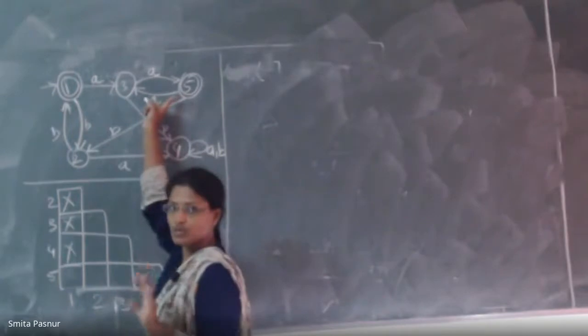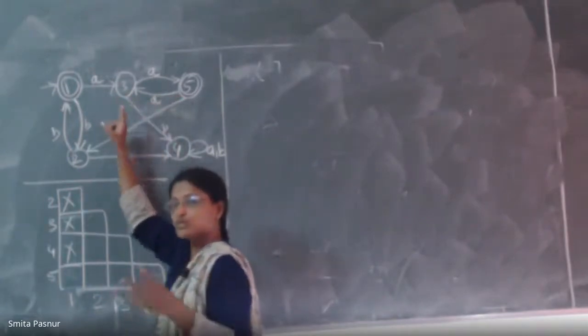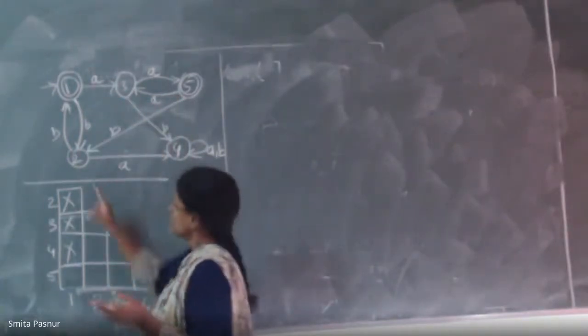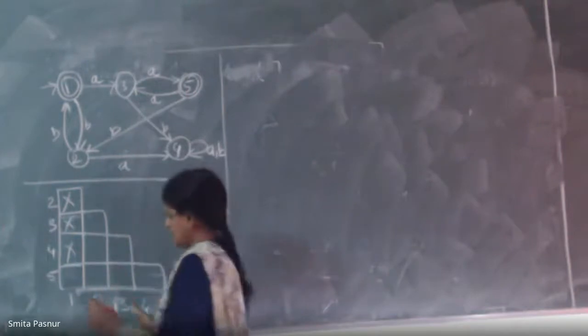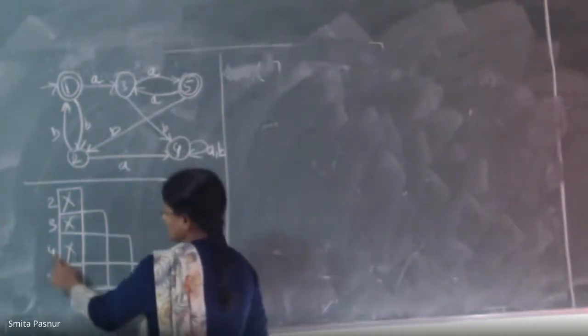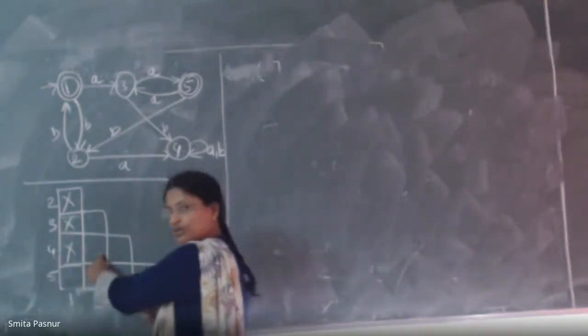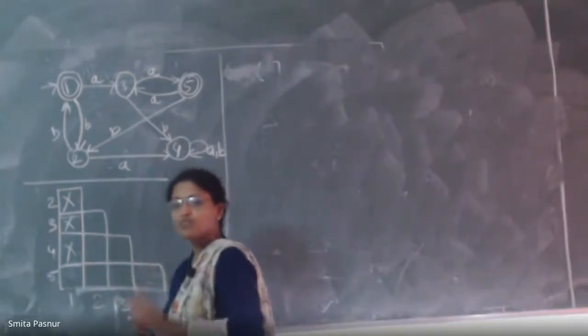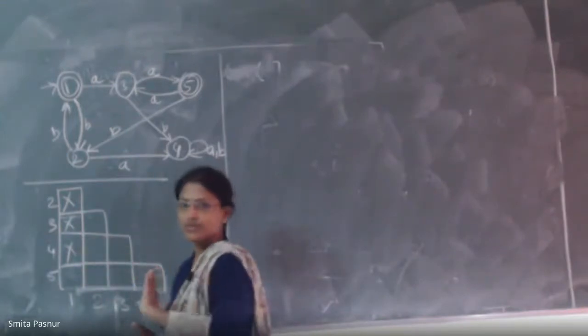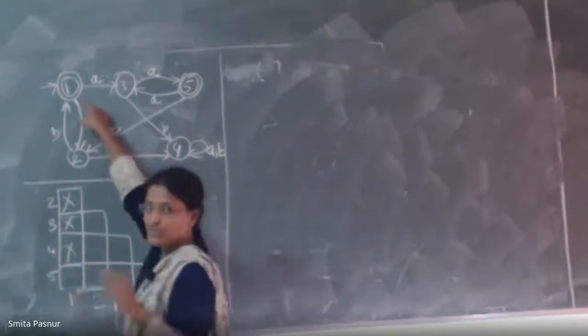1, 5 we will not pair, because both are final states. Also 2 and 3 we will not do. For example, 2, 4 I am not going to mark, because 2 and 4 are both non-final states. So the pairing with 1 is over.